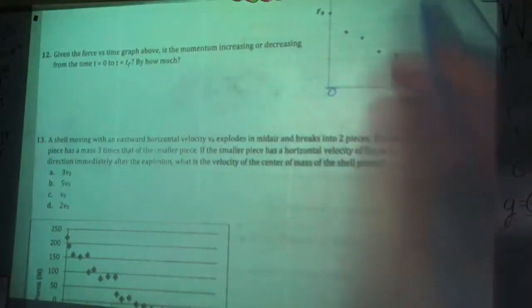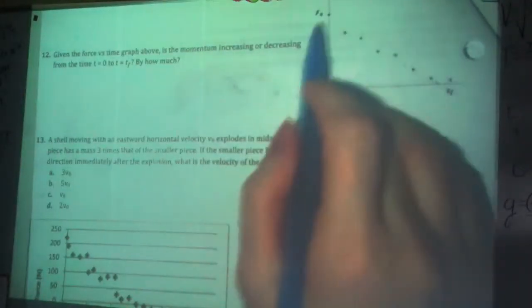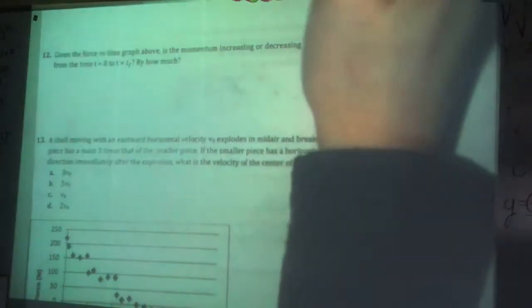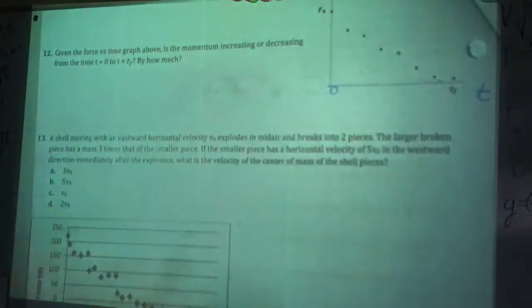Given the force versus time graph above, is the momentum increasing or decreasing from this time to this time? This is like time 0. Now, a lot of people look at this and say the graph is going down, so decreasing. But I didn't ask about what the force is doing. This is force and this is time. The force is absolutely decreasing. That's just not what I asked. I asked, what is the momentum doing?